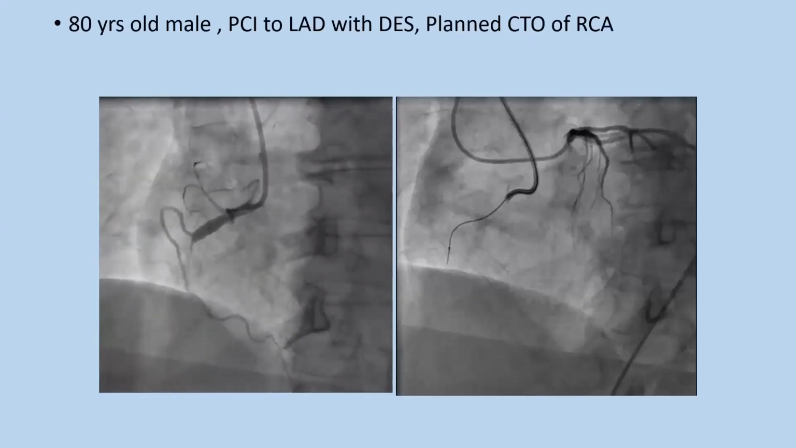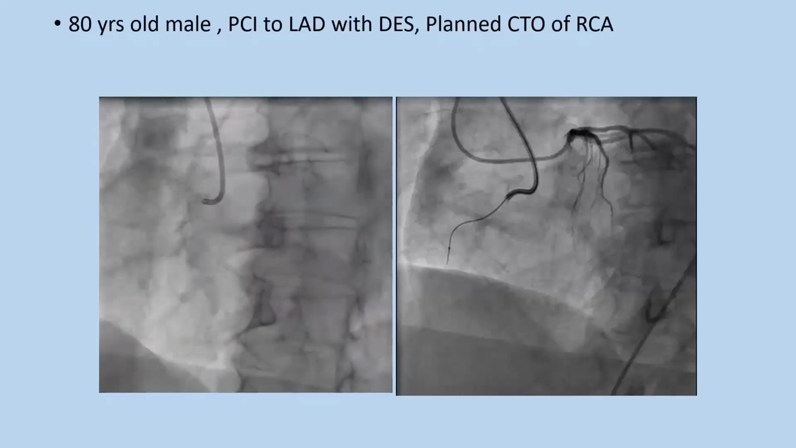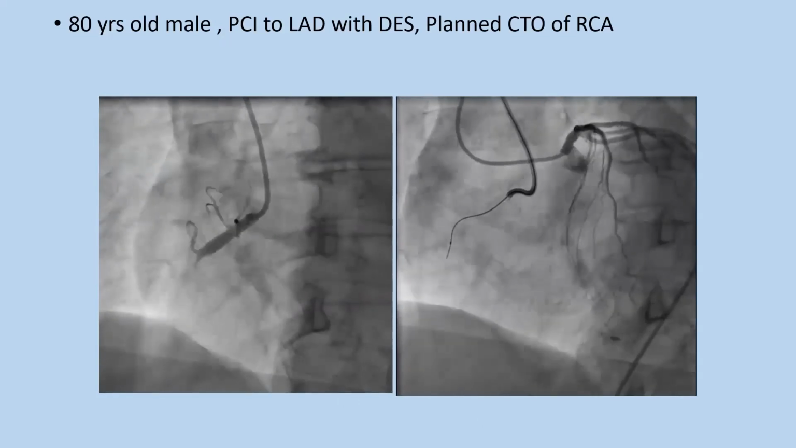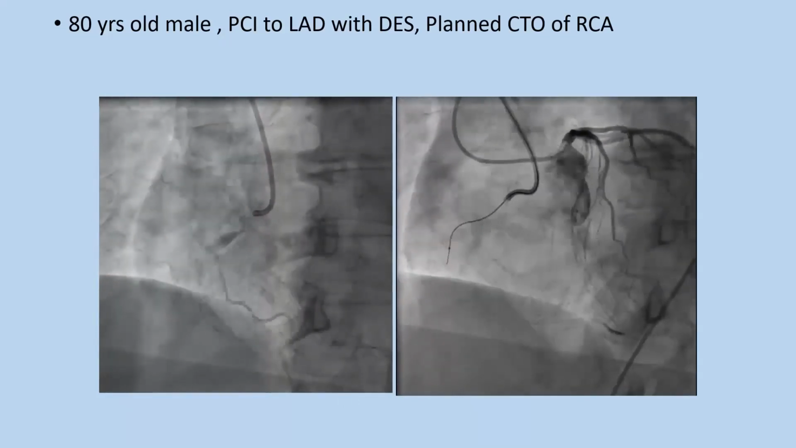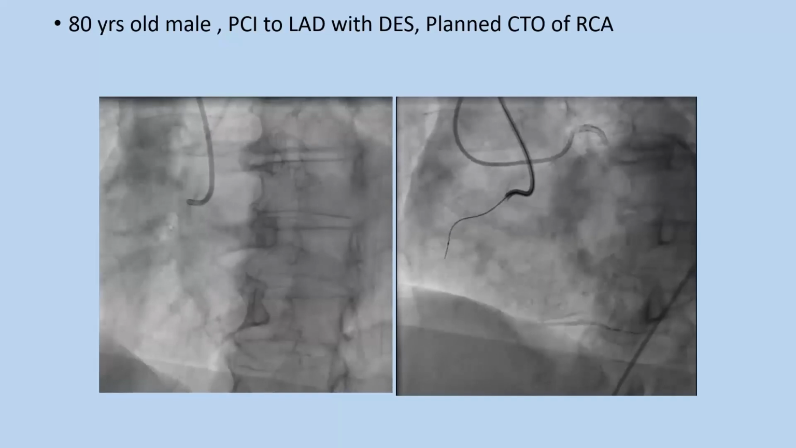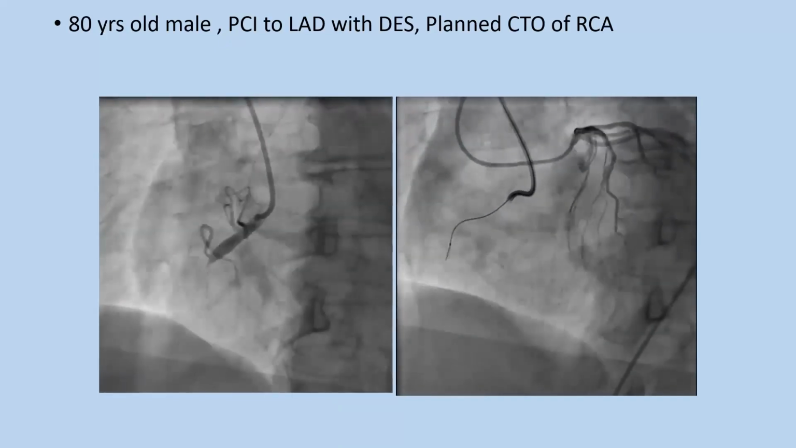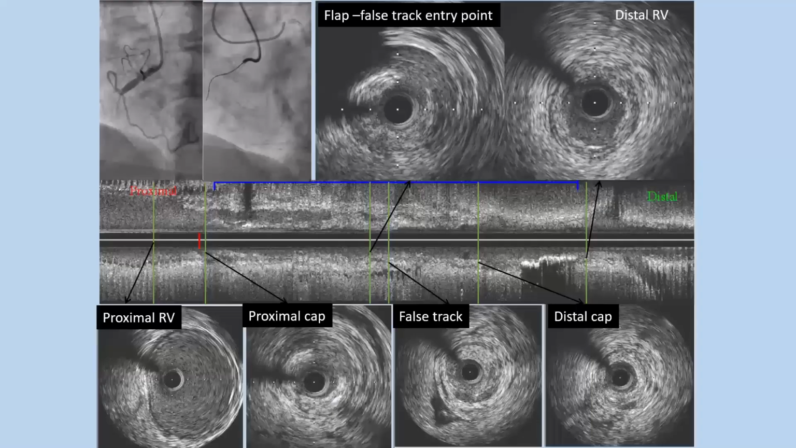This is one of our examples where you have a total occlusion, a CTO of the RCA, where we are trying to open it with the antegrade approach, and we are not able to cross. Then we use an IVUS, and we find that we have gone through the false lumen. You can see here, this is a true lumen proximal cap. We crossed and gone into the false lumen. You can see the true lumen compressed here. This is the true lumen.